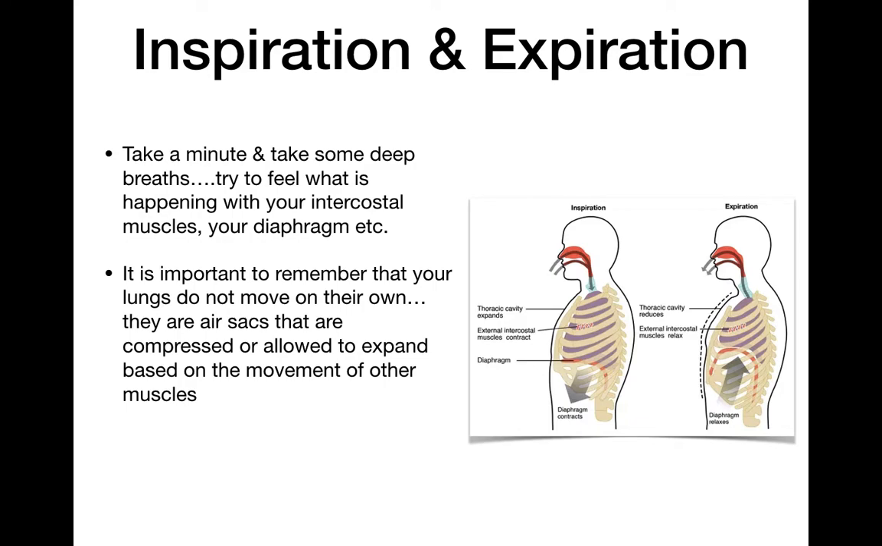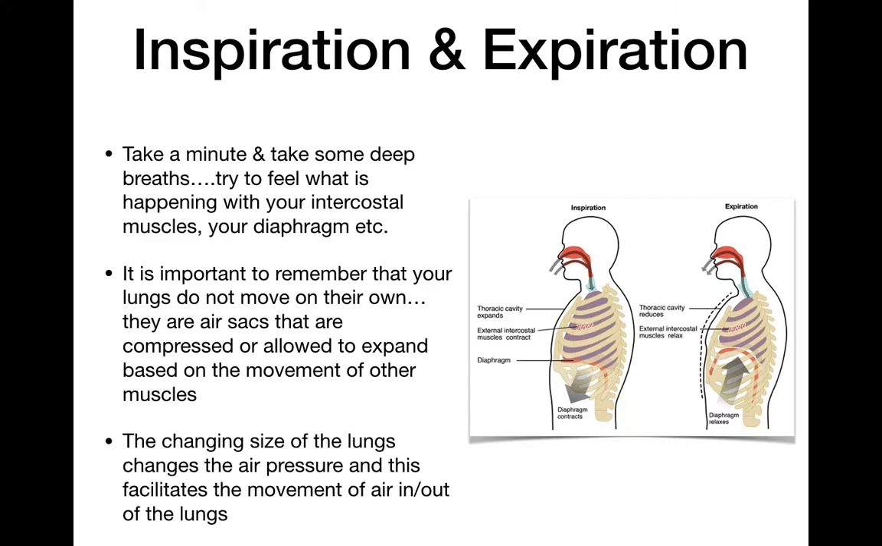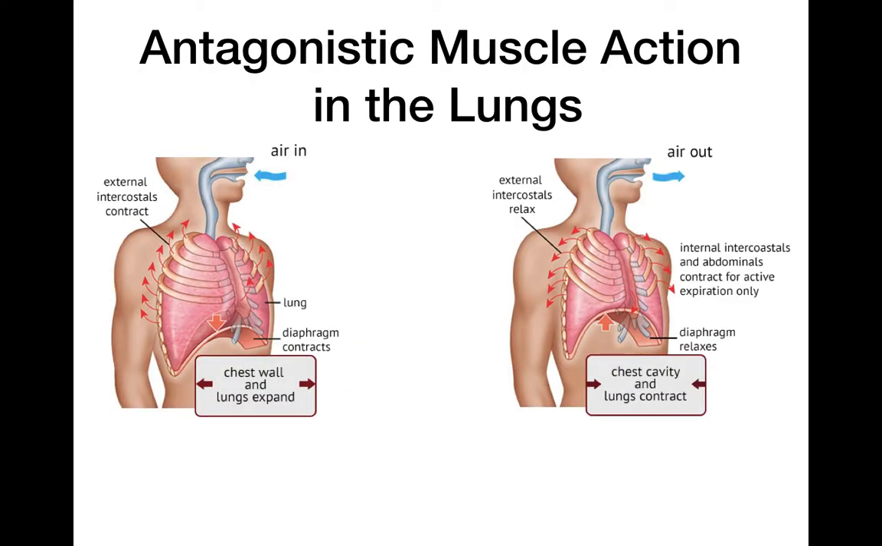Remember always, your lungs don't move. We're not sucking in air and pushing in air through our lungs. We're creating different space for the lungs through the muscles surrounding them in the thoracic cavity, and that's causing the air to come in and out. Because a change in the size of the thoracic cavity changes the pressure, and that creates a pressure gradient.